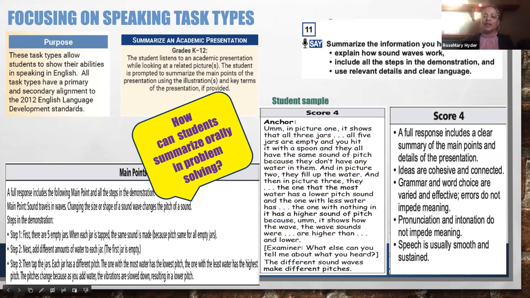Be sure to explain, so this is about sound waves, how sound waves work. Include all the steps in the demonstration. So this is thinking about procedural steps in math. Can they explain that? Or can you put them into groups or breakout rooms so that they can talk to each other about a problem you've just presented in math? And then using relevant details and clear language. So the score of 4 is there for you, what the 4 response looks like, and then some samples of what students have said that gives them the score of a 4.